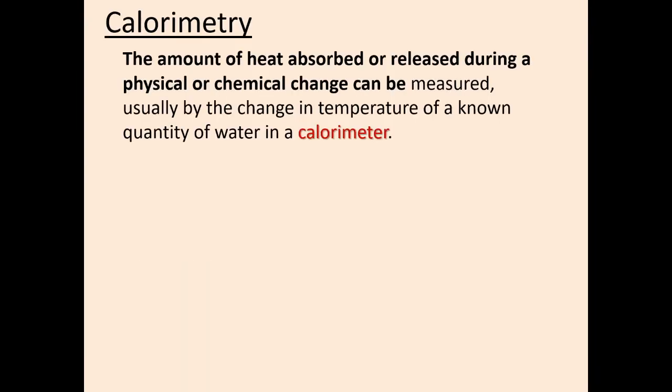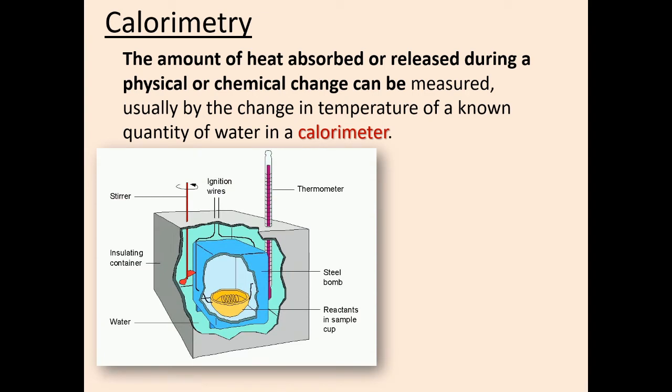Last little bit here: calorimetry. The amount of heat absorbed or released during a physical or chemical change can be measured, usually with a known quantity of water in what we call a calorimeter. We'll be doing a calorimetry lab at some point, and we'll have our own calorimeters, and we'll monitor the change of temperature of a process, and we'll end up using the specific heat equation to figure out what's going on.